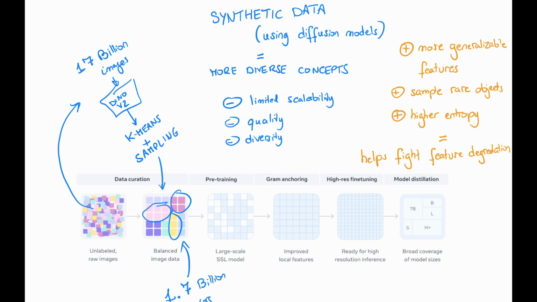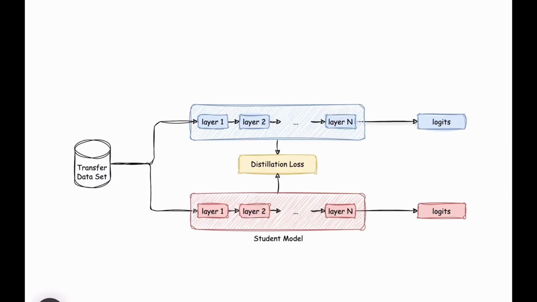And then we're going to do the large-scale pre-training with the teacher-student setup. We're going to add the gram anchoring loss. We're going to add the high resolution fine-tuning. And then we're going to distill it to various model sizes. Let's talk about the iBOT loss.